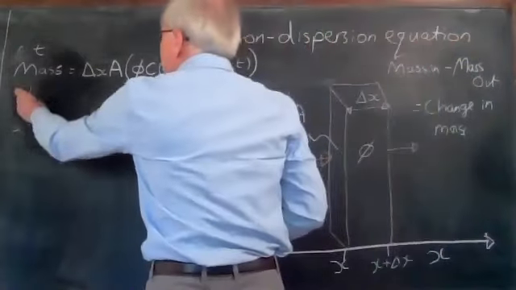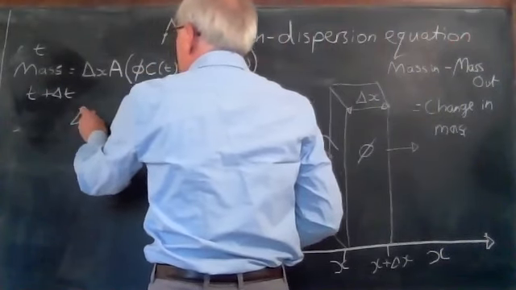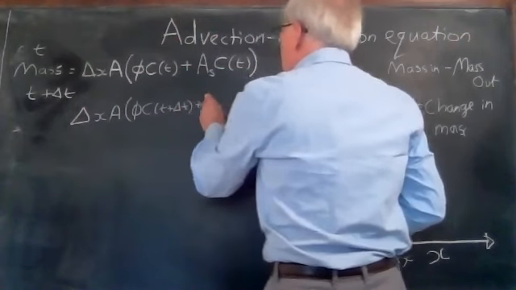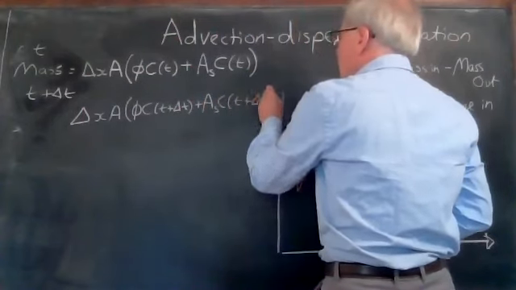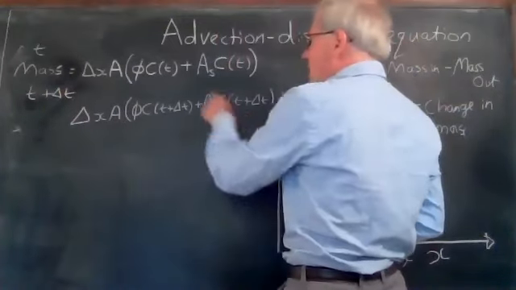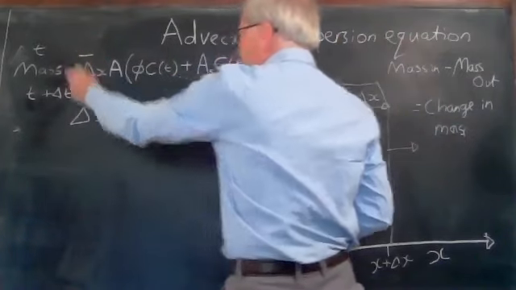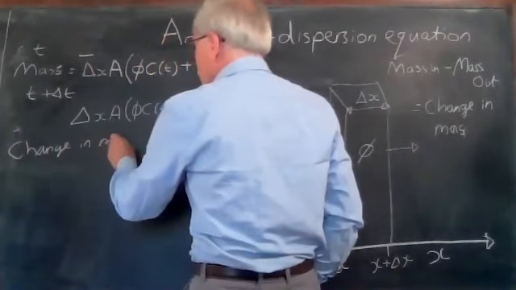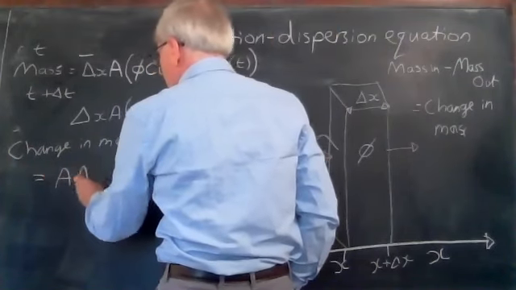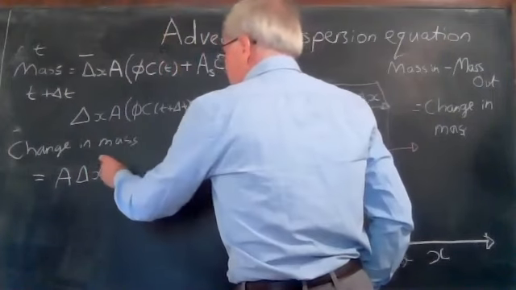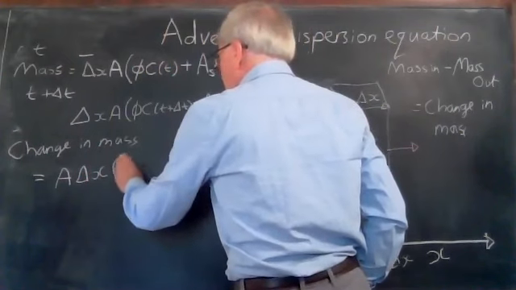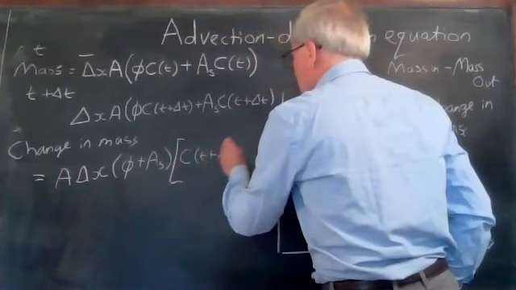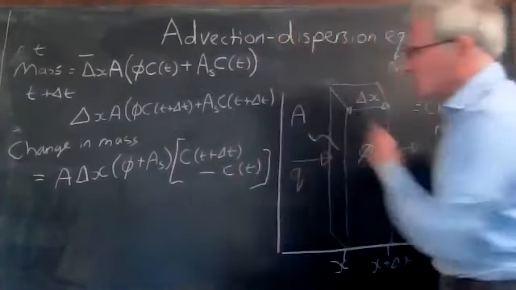At a time t plus delta t, the mass is exactly the same: delta x A by phi C at t plus delta t, plus A S C at t plus delta t. So the change in mass is going to be this one minus this one. That's the change. So the change in mass is equal to A delta x, and you notice here we got a phi plus AS, times C of t plus delta t minus C of t. That's the change.